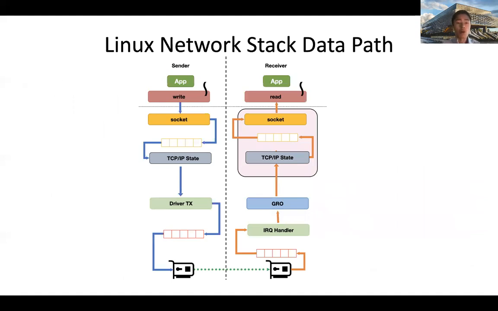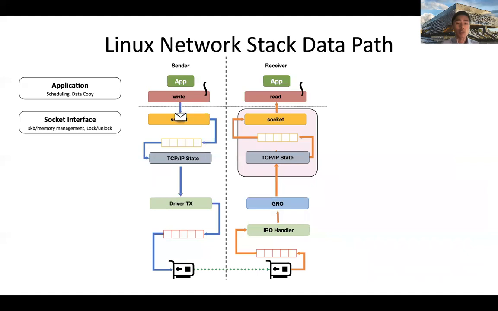I'm sure the audience here is familiar with the Linux network stack data path, but for the purpose of completeness, let me quickly go through it. The application first initiates a write system call to send data. It copies the data from the user space to the kernel space and performs context switching to the kernel mode. The socket intercepts the data and transfers it into a packet, or SKB, and puts the packet into the socket write queue.